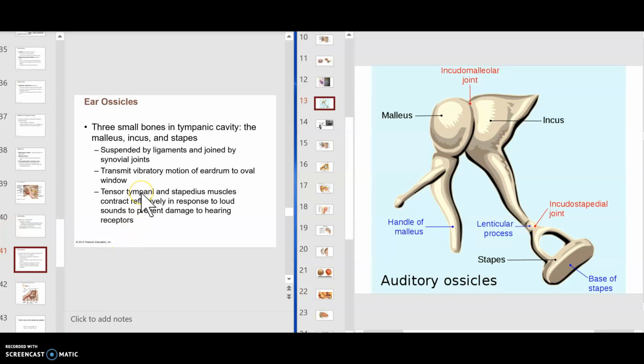Okay, in the middle ear are three bones, and what these small bones do is the eardrum vibrates, pushes on the bones, and that vibration is impedance matched, and then it pushes on the oval window that leads into the inner ear. So the three bones in the tympanic cavity, malleus, incus, and stapes, suspended by ligaments and joined by synovial joints, transmit vibratory motion from the eardrum to the oval window. And then you have a couple of muscles that are going to be involved.